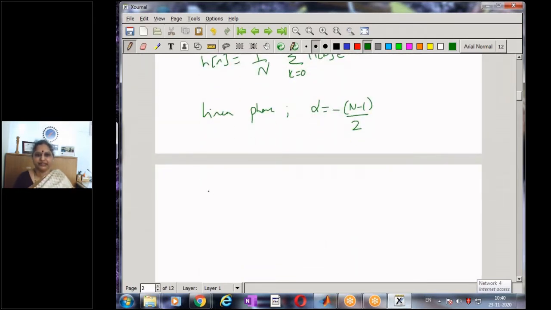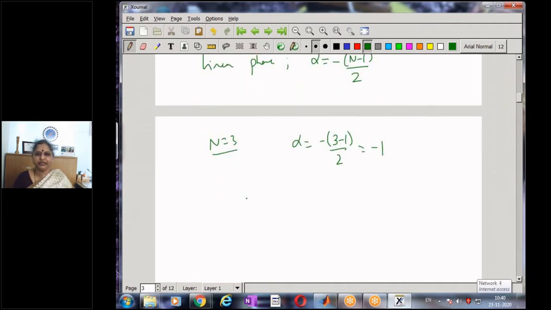If I consider N as, say, 3, then my slope is going to be minus (3 minus 1) by 2. What does that mean? It is minus 1. So if I plot the phase response of my linear phase filter h(n) of length 3, from pi to minus pi, this is going to have a slope of minus 1.